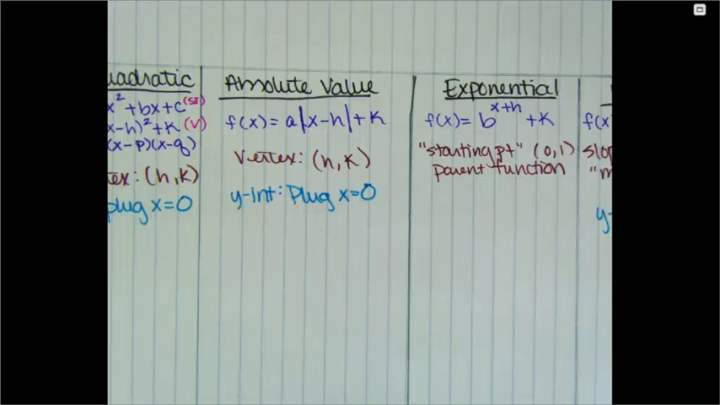Exponential. Does it have a y-intercept? It does. But do I really care about it? No. Especially if there's a horizontal shift. If there's no horizontal shift, it's that starting point whichever way I move up or down. But because I have a horizontal shift, I'm not worried about it. So I'm not going to worry about that one.